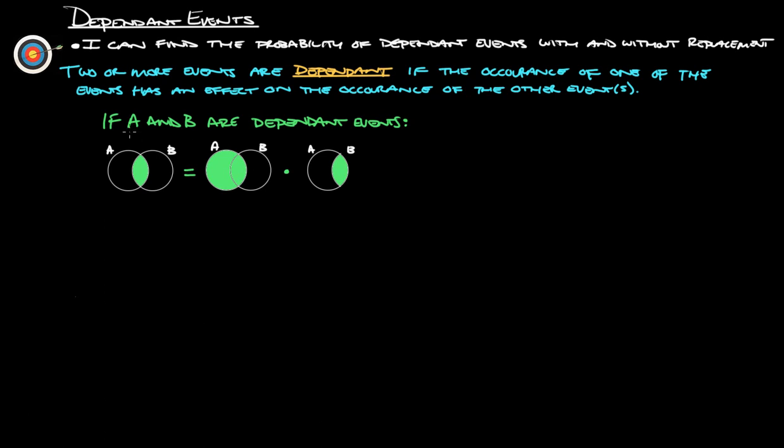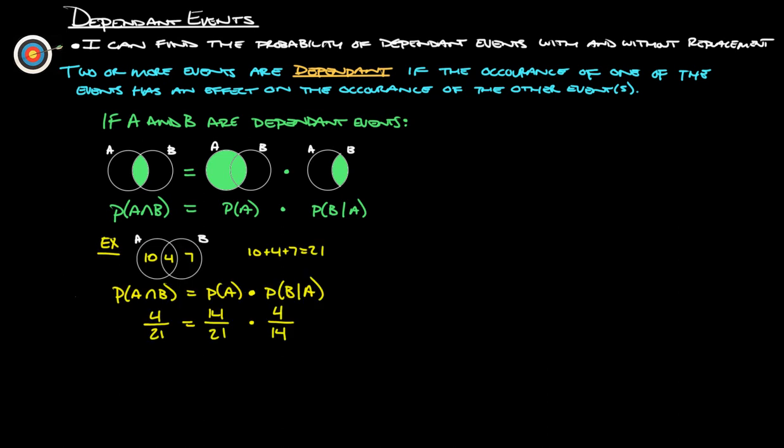But first off, if A and B are dependent events, then if you're looking for the intersection of A and B happening, you multiply the probability of A happening times the probability of B happening, given that A has already happened. I know that sounds kind of weird. It looks like this: P(A ∩ B) = P(A) × P(B | A), the probability of B given that A has happened. And I'll show you what that means here.